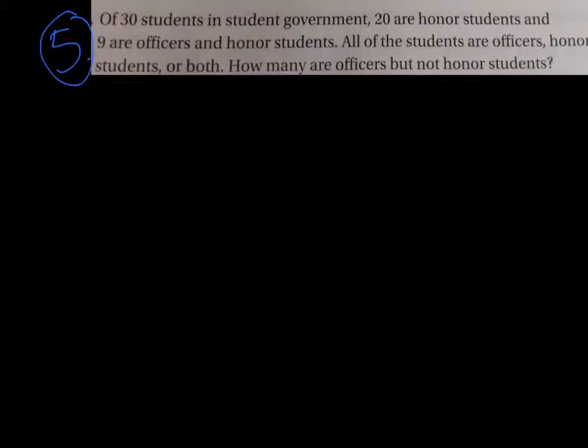Okay, here's your fifth and final practice problem. Of 30 students in student government, 20 are honor students and 9 are officers and honor students. So, let's underline our key points. 20 are honor students and 9 are officers and honor students. All of the students are officers, honor students are both. How many are officers but not honor students? So draw your Venn diagram, fill it out, and use it to help you find the answers.